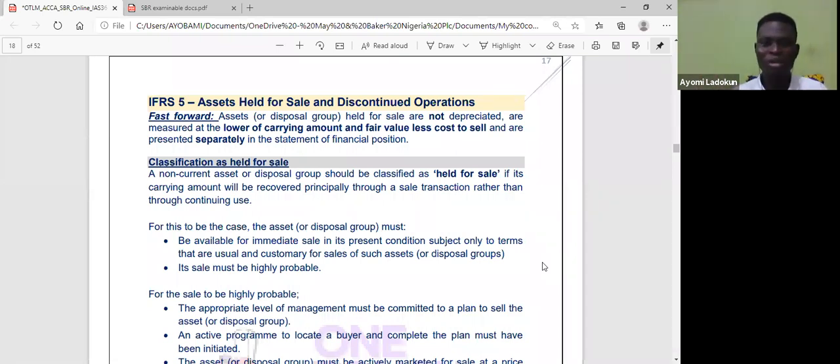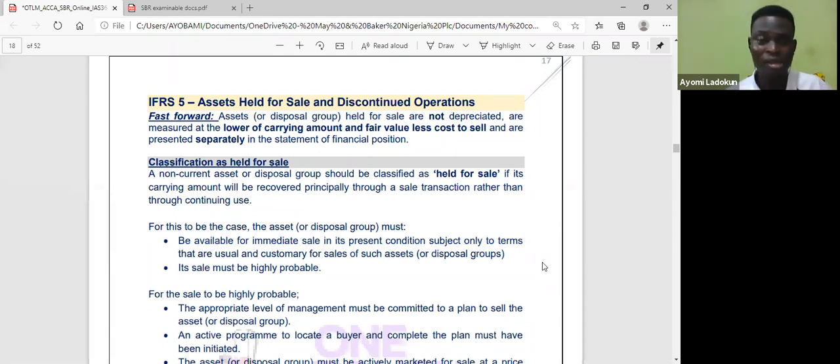Let's see whether we can deal with assets held for sale at least for this evening, and I pick up discontinued operations tomorrow, or maybe we still have the time. Now, the question is why do we have to have a standard around this area? We're going to find out.